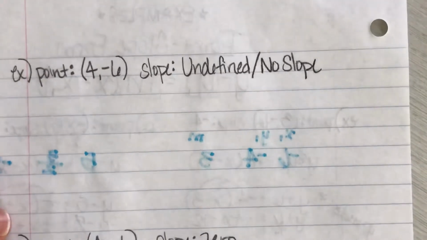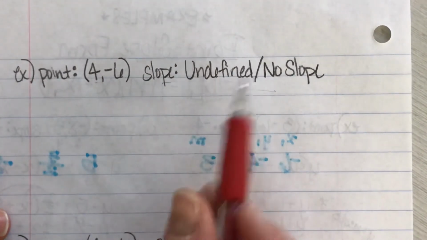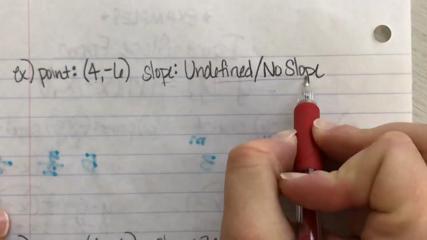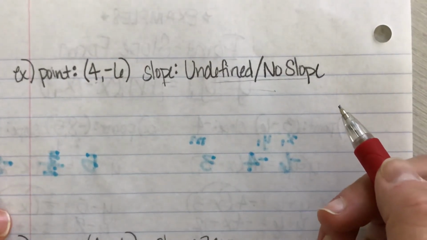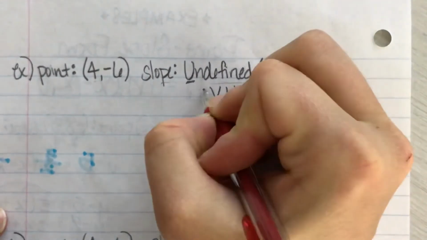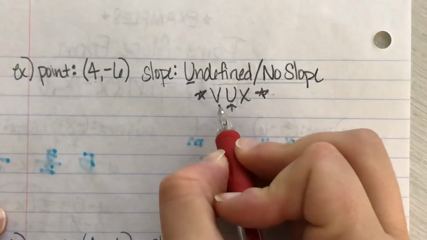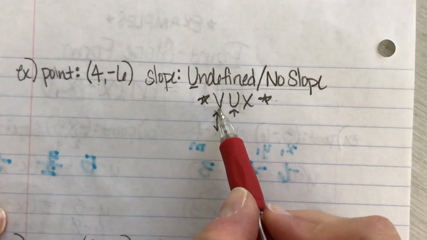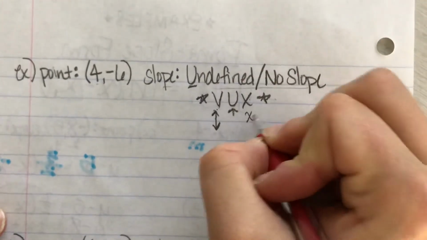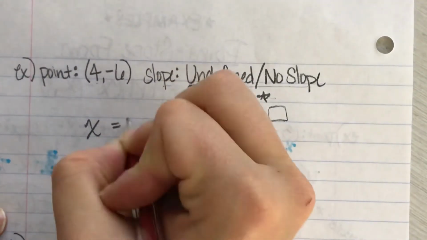If they give you kind of an odd slope, I have a point of 4, negative 6, and I have an undefined slope. Well, undefined slope or no slope, it's not just that they're not telling you what it is, they're telling you it's undefined or there is no slope at all. So I remember that when it's an undefined slope, that means I'm talking about a VUX situation, because that's that undefined right there. And I know that VUX tells me that we're talking about a vertical line and that the equation of a vertical line is x equals something. So I know my answer is going to be x equals a number.